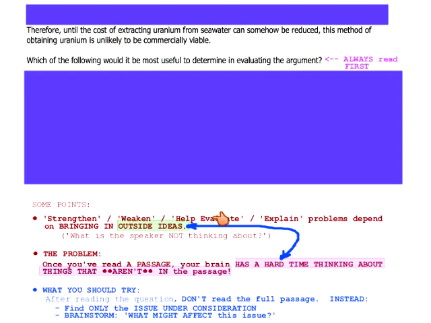Here's what I want you to do. I want you to just read this question. You're supposed to help evaluate. So you know what that means. Help evaluate is like what would strengthen or weaken if we knew it. So same sort of thing.